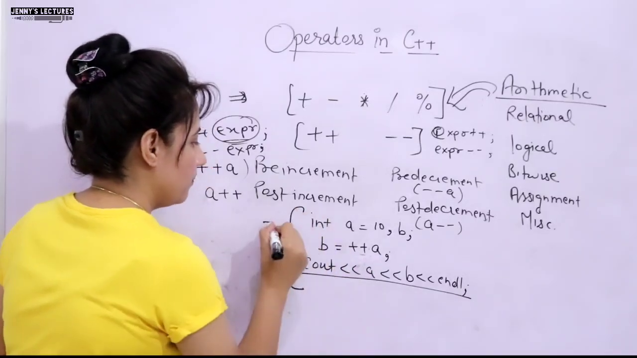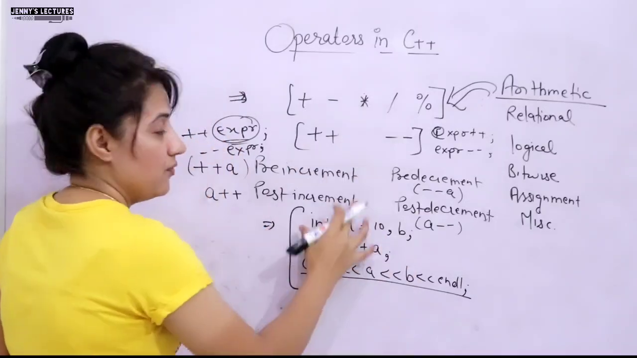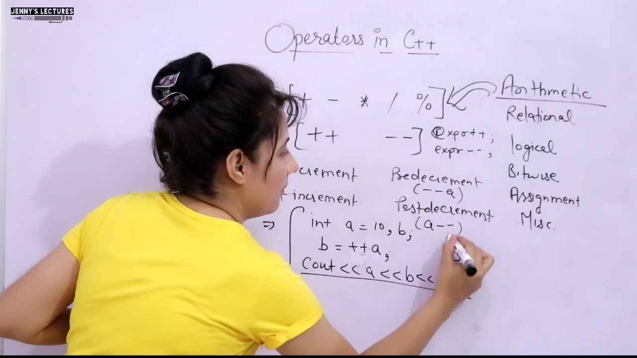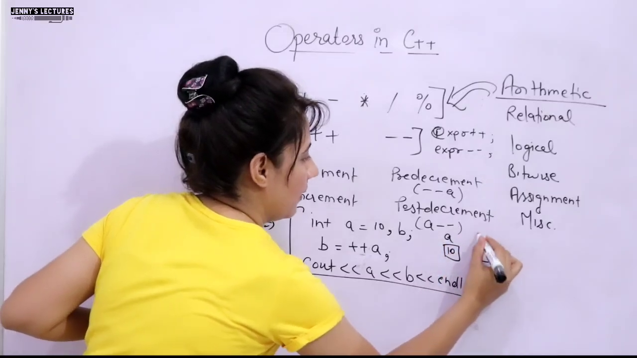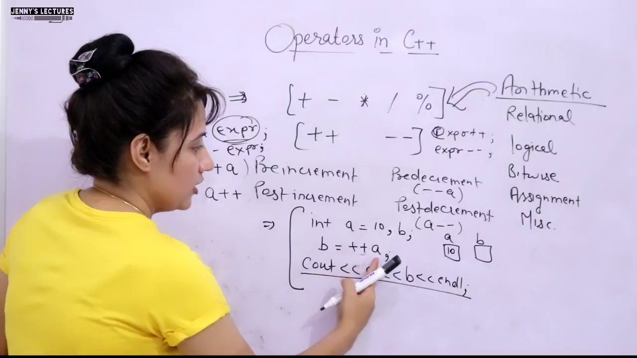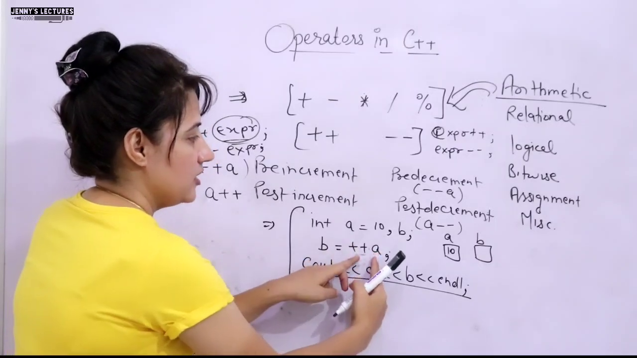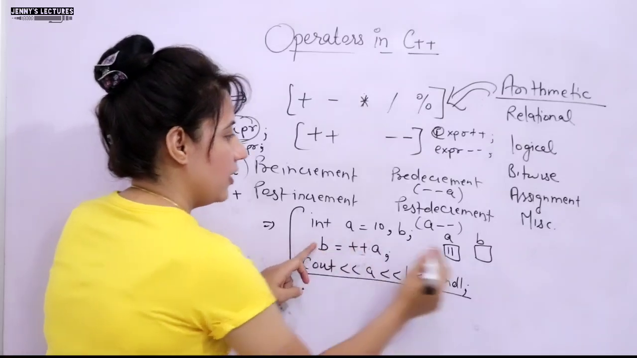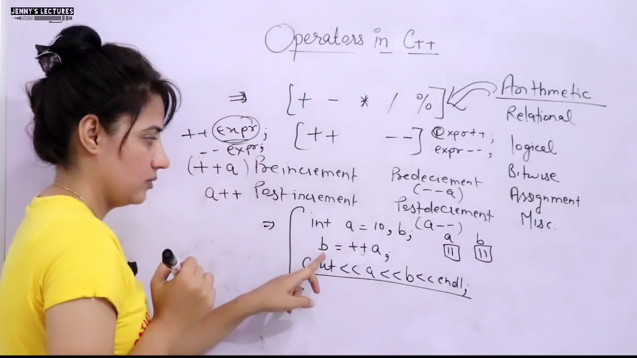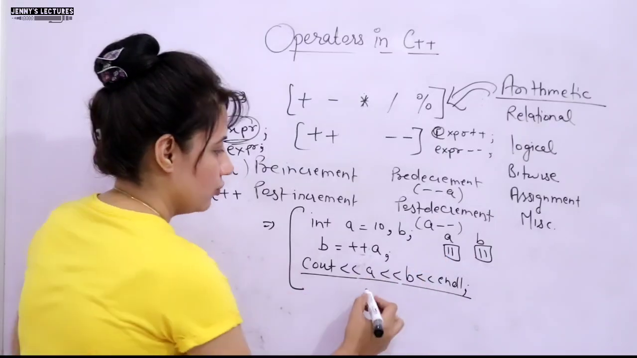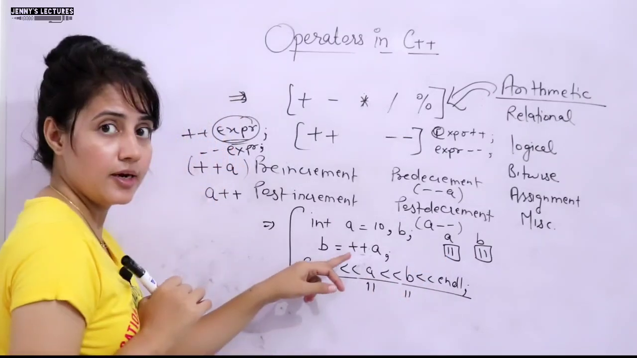Whenever the program runs and control comes in the main function, in memory we have variable A, and variable B, which has some garbage value. Now B is equal to plus plus A. Plus plus A means it becomes 11, and after that this 11 value would be assigned to B. Now A and B both are 11, so it will print 11 and 11, right?